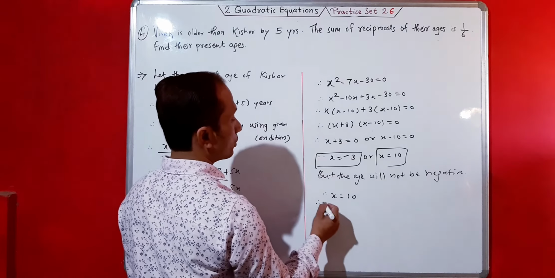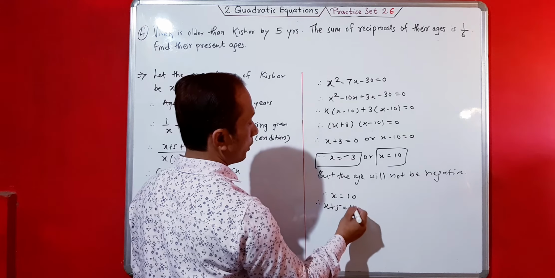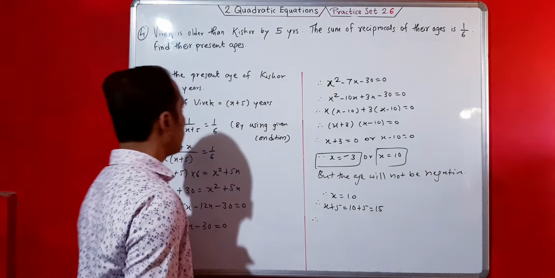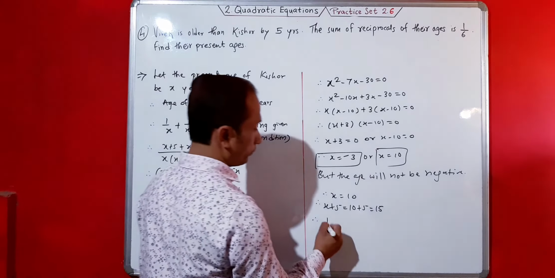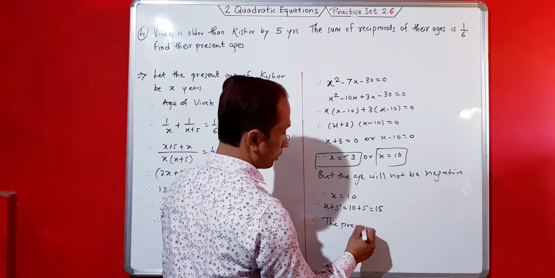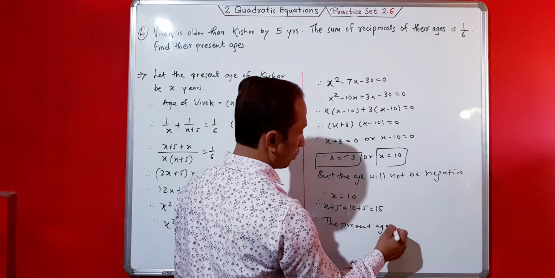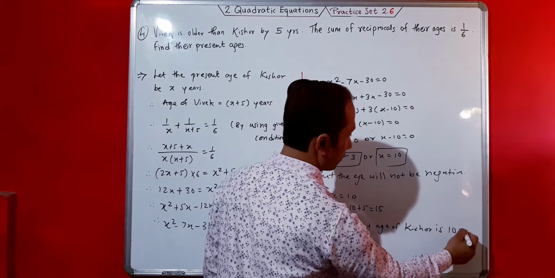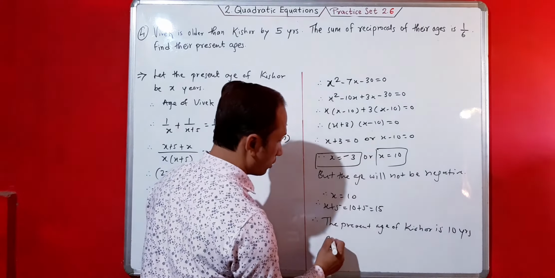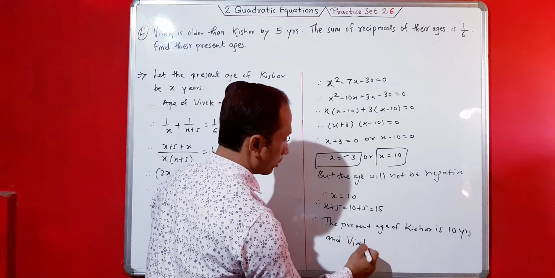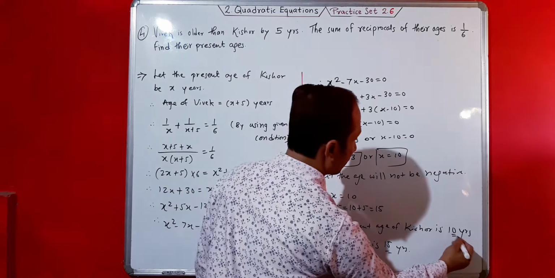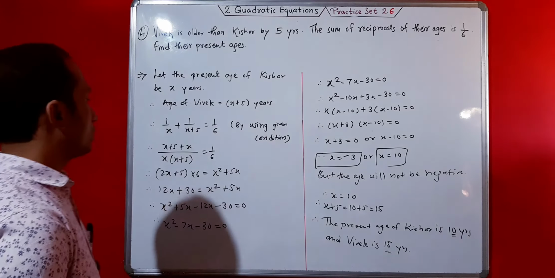Therefore x plus 5 is equal to 10 plus 5 is equal to 15. Therefore the present age of Kishore is 10 years, and Vivek is 15 years, because he is elder by 5 years. So in this way you have to solve this problem.